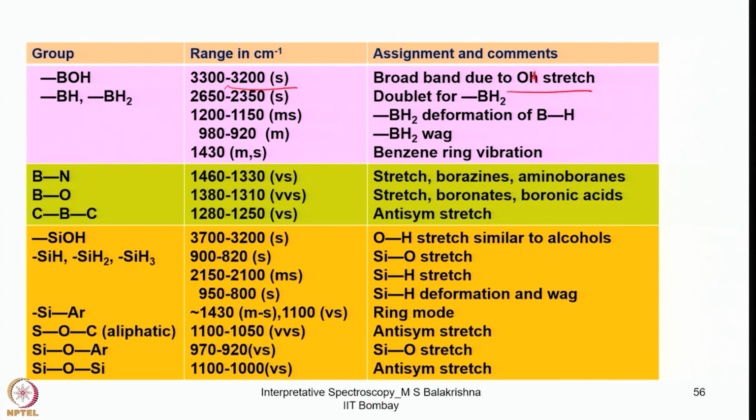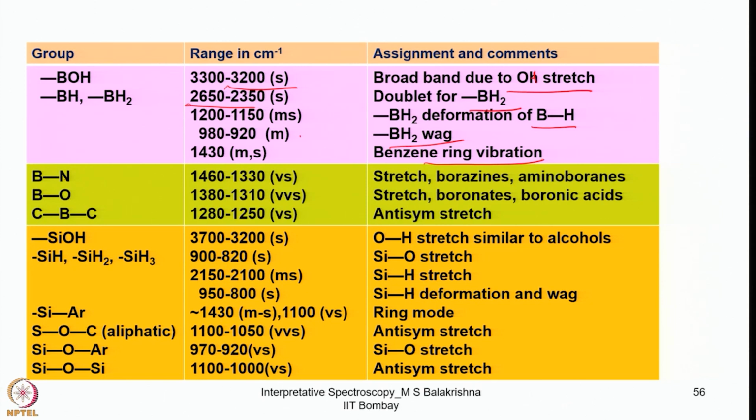When we have BH or BH2, it appears around 2650 to 2350, sharp, a doublet for BH2 here. Then we can also see 1200 to 1150 medium strong, 1980 to 920 medium, and again 1430 medium and strong. They are respectively assigned to BH2 deformation, BH and BH2 wag, and benzene ring vibration. That means a benzene ring is there.